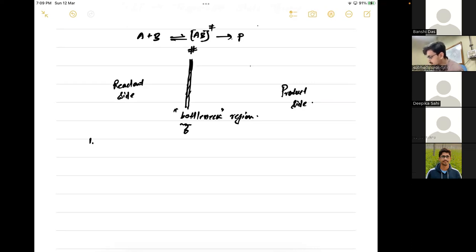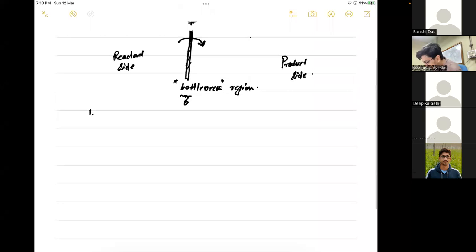In Eyring's theory, the main assumption was that once the trajectory crosses this bottleneck region, there is no coming back. Once the trajectory crosses this region, we are assuming that the reaction happens. So there is no recrossing. This is the important assumption in this theory. But how do we know the trajectory won't come back? This is a very poor assumption, that once the trajectory crosses this barrier region or bottleneck region, there is no coming back.